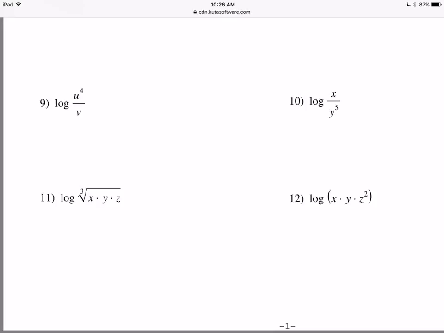So when I have a logarithm that has a division, or again a fraction inside of it, you can actually separate these and expand them into 2 separate logarithms. So I can make log u to the 4th minus log v, and then we need to move the 4th power in front, so it'd be 4 log u minus log v. All right, again, number 10 is very similar, and I'm going to spend more time here on number 11.